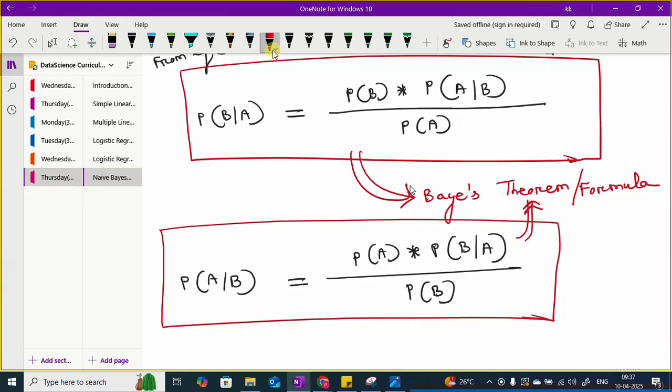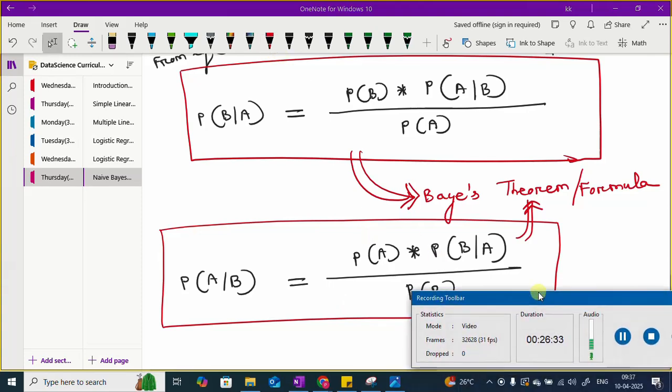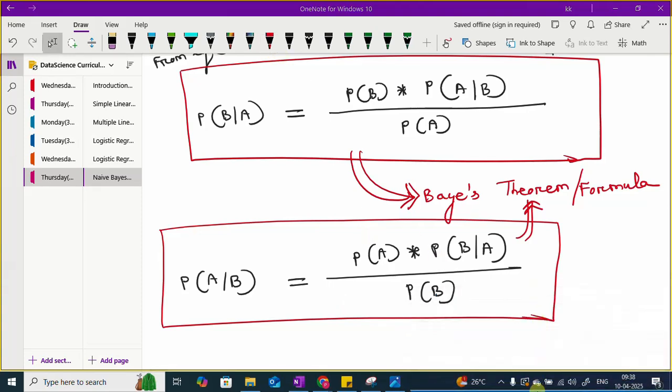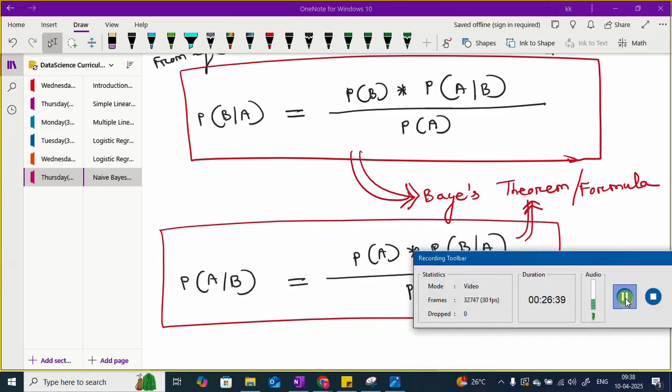Only difference is here you are getting probability of B given A, here you are getting probability of A given B. Accordingly, the notation is changing, but both are the same. Clear? Any doubt so far? Now let's come back to my PPT.